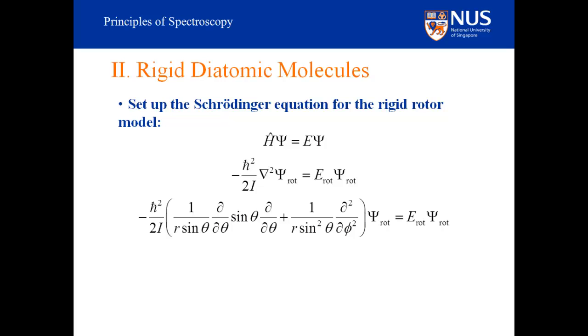Note again that this equation is very similar to the equation we would have for linear motion. If it were linear motion, it would have been minus h bar squared upon 2m. All I have done to convert it from linear motion to rotational motion is to swap mass m for I, moment of inertia.